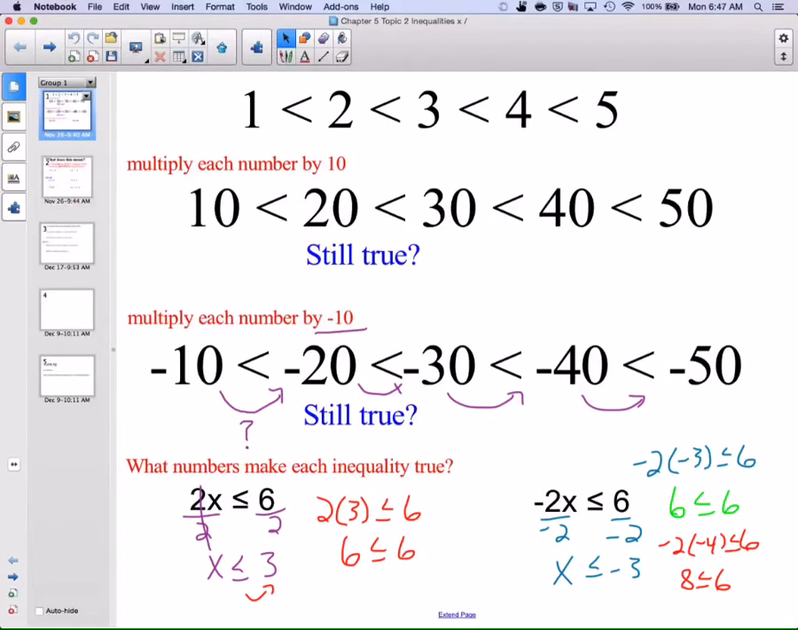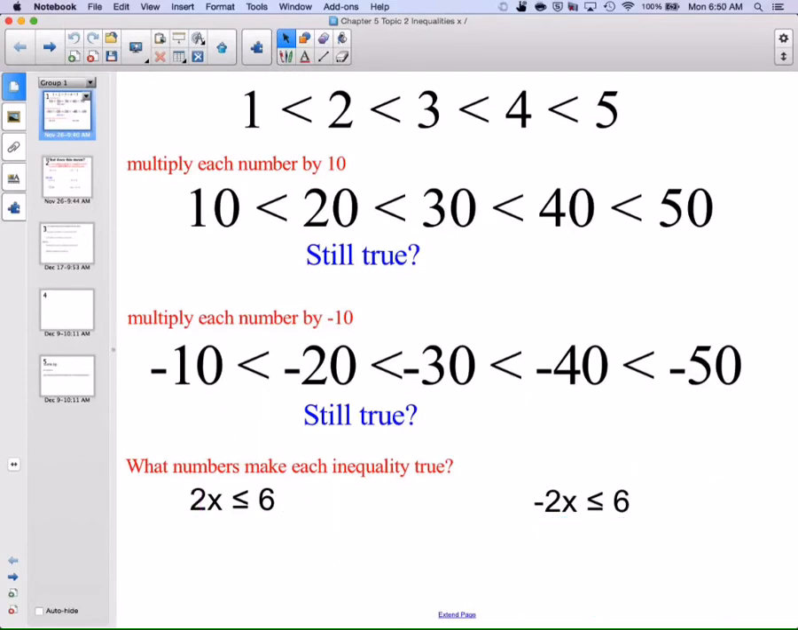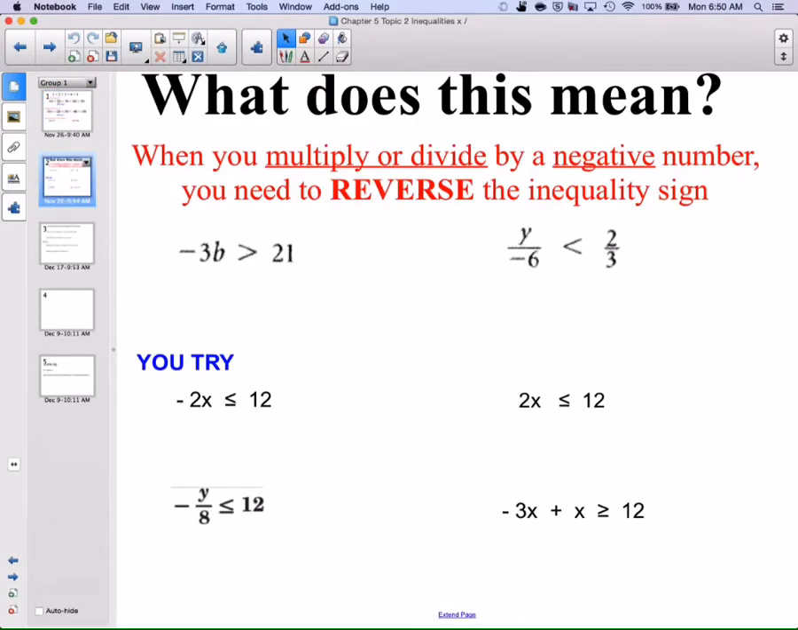So let's see what happens if we were to think of a number maybe bigger than negative 3. Crossing out this for a second. If we tried negative 2, that would be negative 2 times negative 2 less than or equal to 6. Well, that would make it 4 less than or equal to 6. Well, that works. Okay, so looking at our next slide here, we'll make a conclusion. It says when you multiply or divide by a negative number, you need to reverse the inequality sign. So that seems to be a new rule.